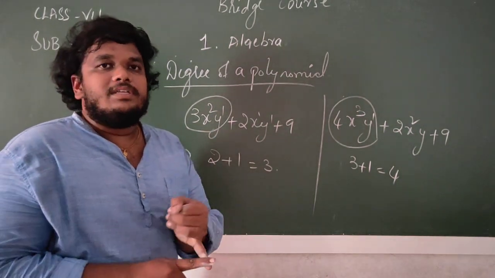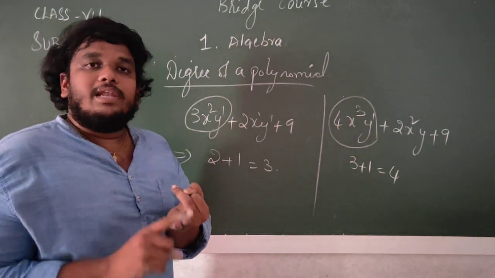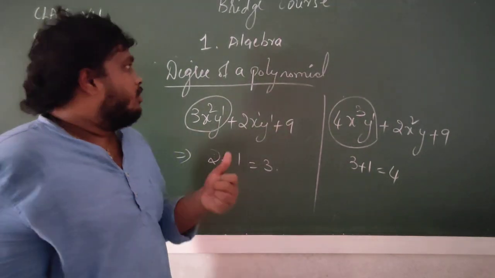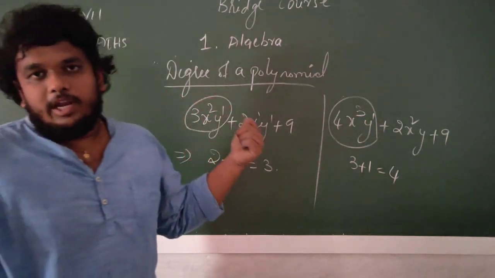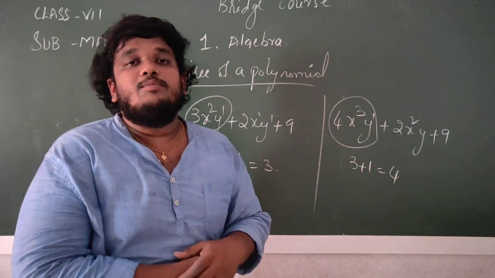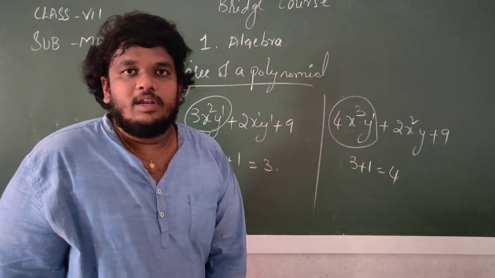Now we have discussed the types of expressions, like terms and unlike terms, coefficients, and also the degree of a polynomial. In the next session, we'll solve some problems based on all these concepts. Is it clear for everyone? Thank you.